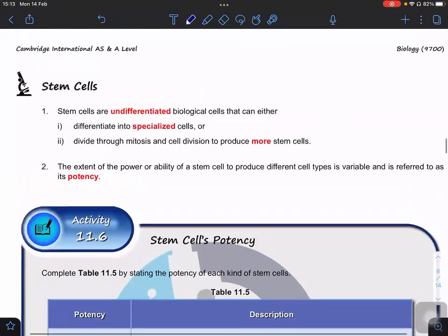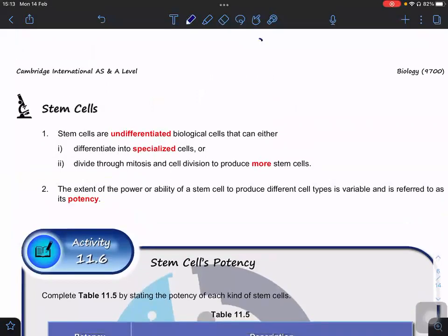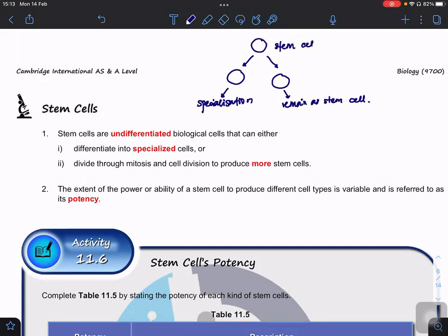So the general idea is something like this. When you have one stem cell, this stem cell can carry out mitosis, meaning from one cell it becomes two cells. These cells can go for specialization, or another cell can continue to remain as a stem cell. This is a property of a stem cell, so it means that we always replenish the stem cells.